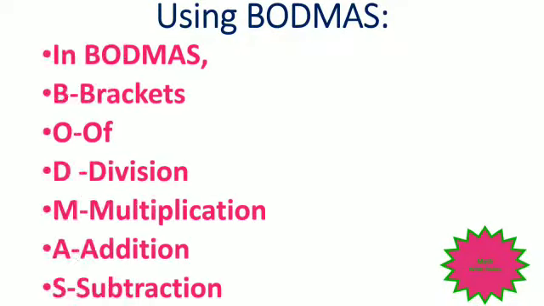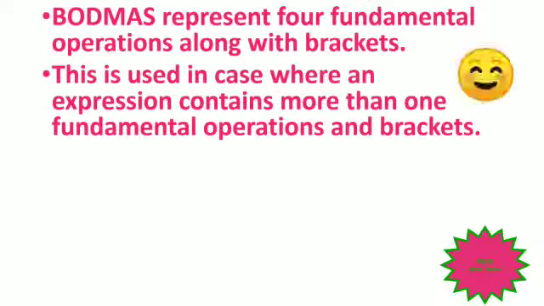Now let's see how to use BODMAS. In BODMAS, similar to DMAS, each letter of the word BODMAS stands for a particular word. That is, B for brackets, O for of, D for division, M for multiplication, A for addition, and S for subtraction. Now we know what exactly BODMAS means. So we can say that BODMAS represents four fundamental operations along with the brackets.